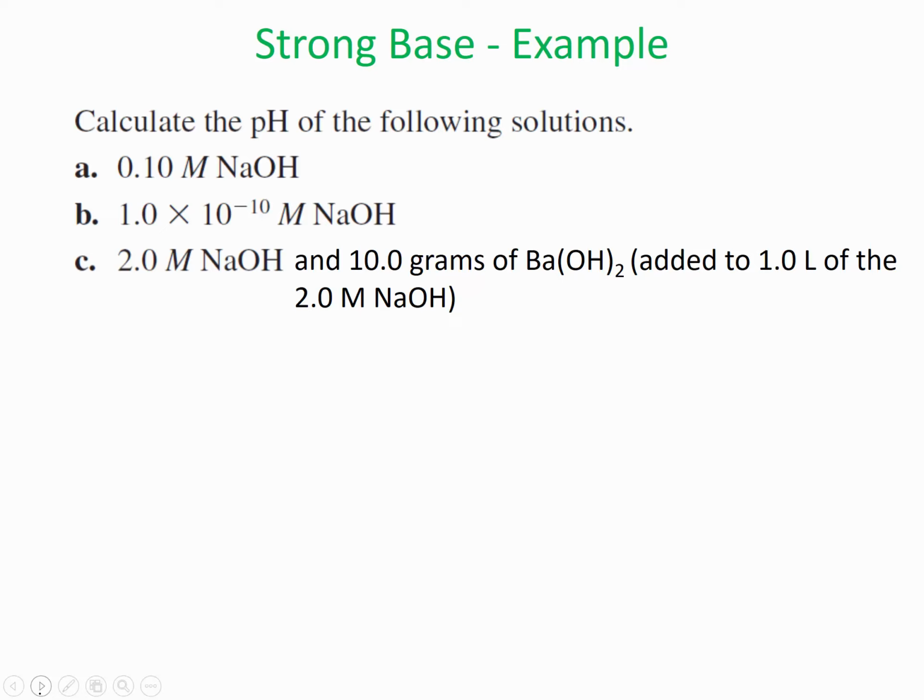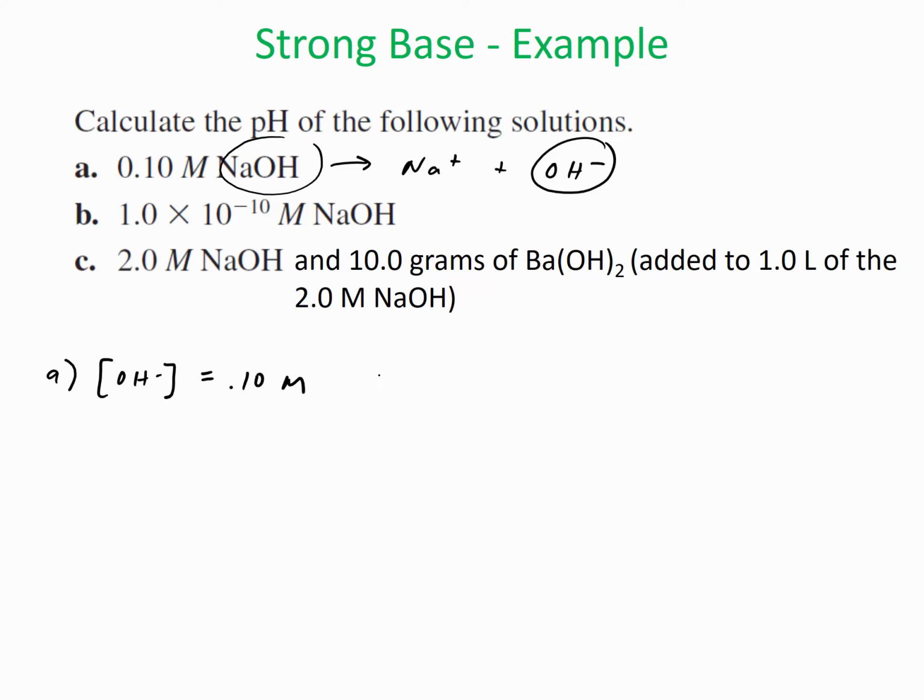Okay, so we have a base example now. We have 0.1 molar NaOH. For part A, I have 0.1 molar NaOH. This NaOH will fully dissociate and make Na+ and OH-. My OH- concentration is the NaOH concentration because it fully dissociates, so this is going to be 0.10 molar.